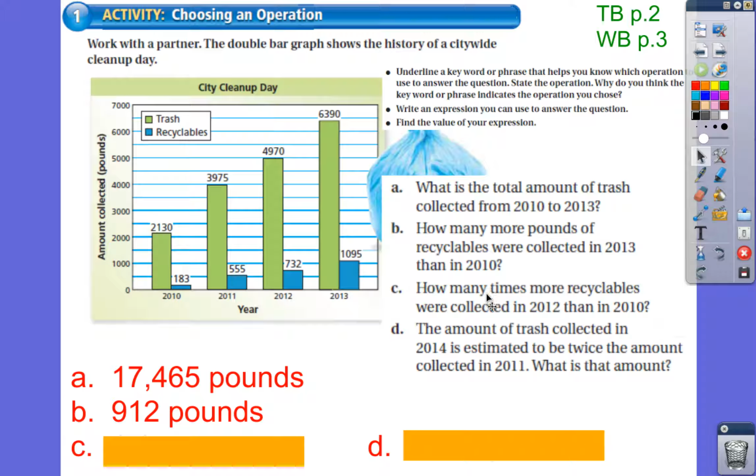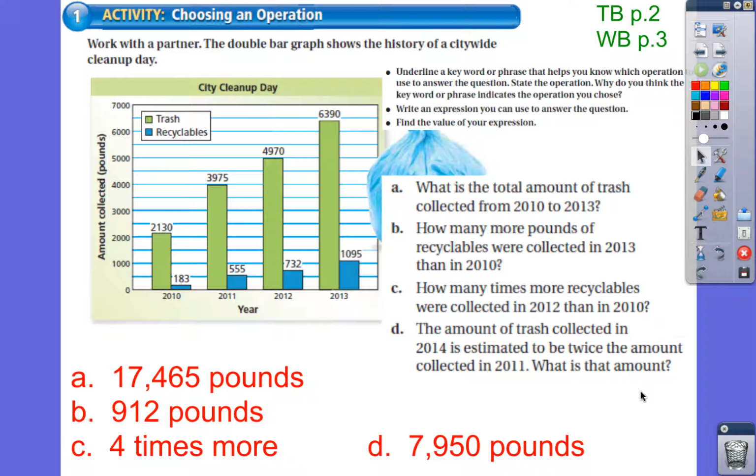Question C, how many times more recyclables were collected in 2012 than 2010? The key here, or the clue word, is times. We're looking at 4 times more occurred in 2012 than 2010. And finally, question D, the amount of trash collected in 2014 is estimated to be twice the amount collected in 2011. What is that amount? And the amount was 7,950.